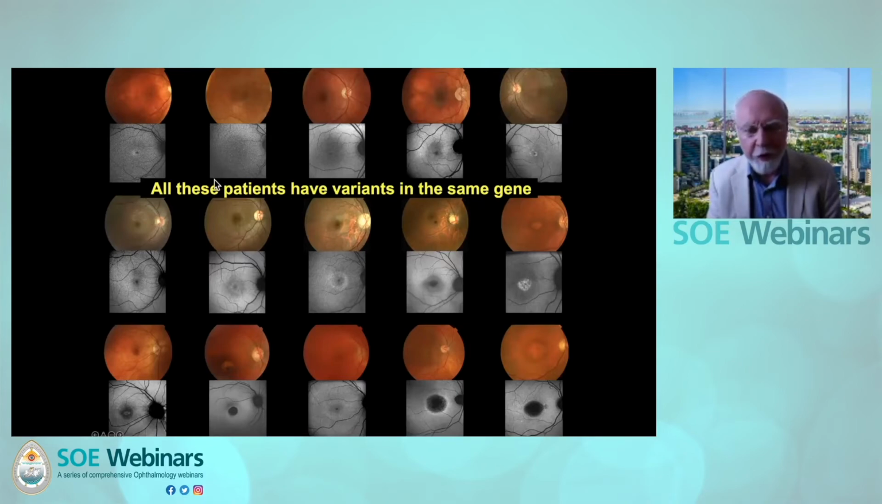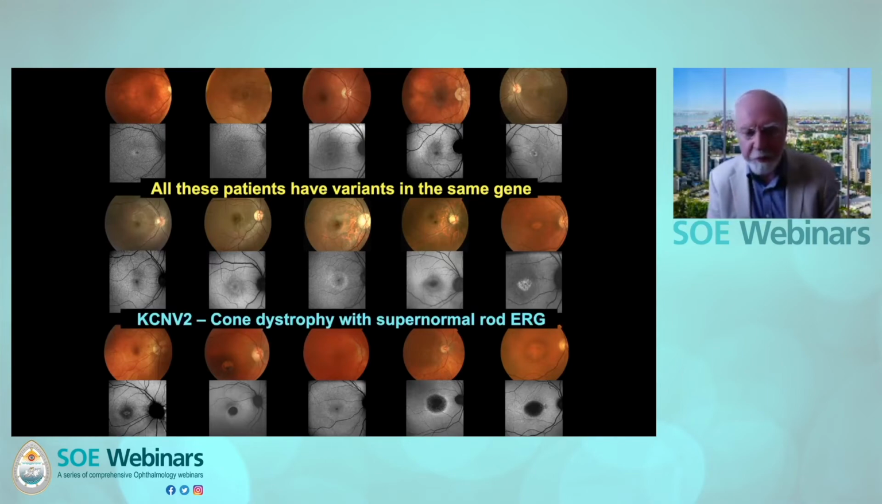Some have normal fundi, some have a bullseye type lesion. When we look at the autofluorescence, mostly foveal abnormalities, some with frank hypoautofluorescence, some with a ring of hyperautofluorescence surrounding the fovea, some with speckled hyper and hypoautofluorescence of the fovea, and they're all different, and they all have the same disease. They all have cone dystrophy with supernormal rod ERG and variants in KCNV2.